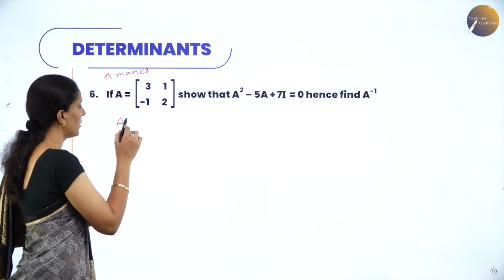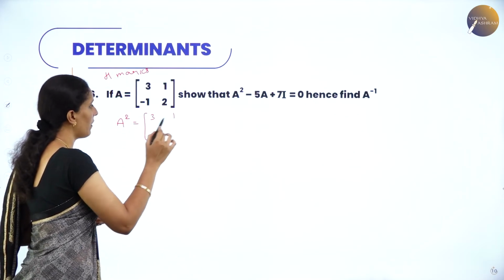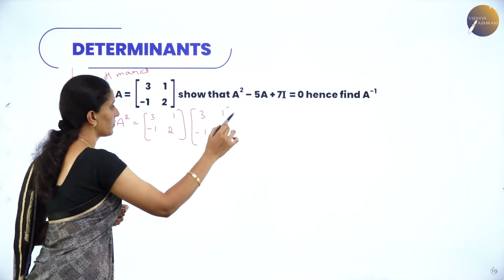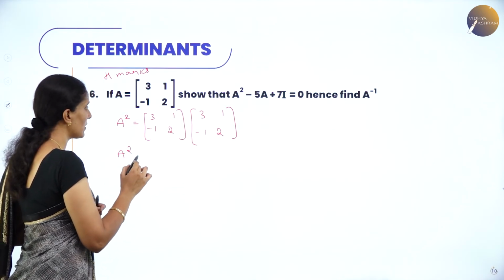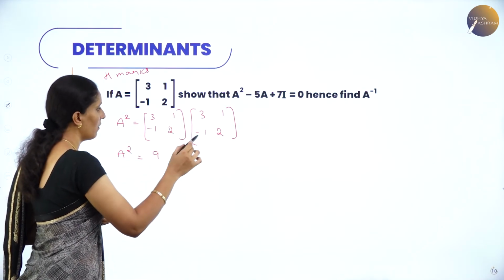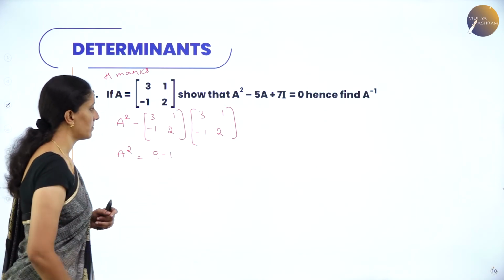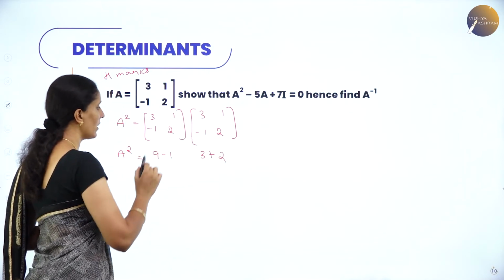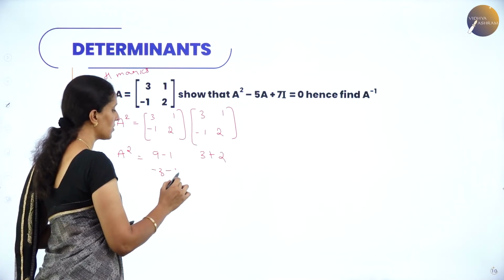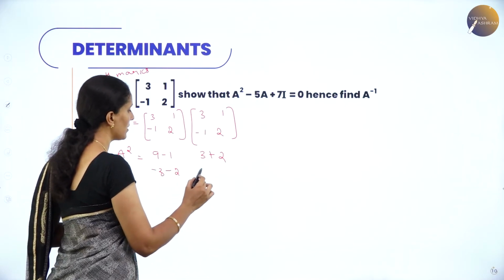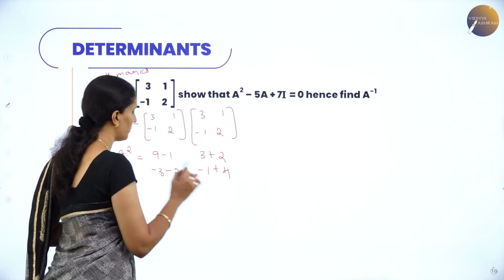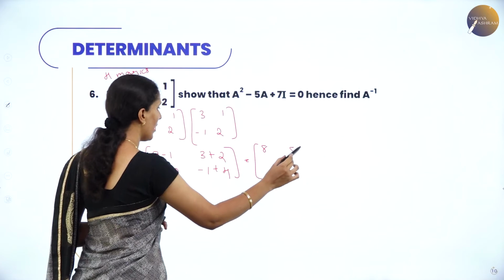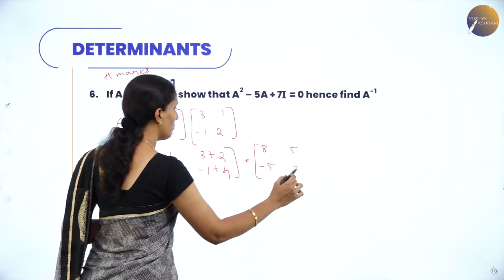Let's find A square. A square is [3, 1; -1, 2] times [3, 1; -1, 2]. So we have here A square equal to 3 3s are 9, 1 into minus 1, minus 1. Next is 3 1s are 3, 1 2s are 2. Minus 1 into 3, minus 3. 2 into minus 1, minus 2. 1 into minus 1, minus 1. 2 2s are 4. So this is A square: 8, 5, minus 5, and here we have 3.